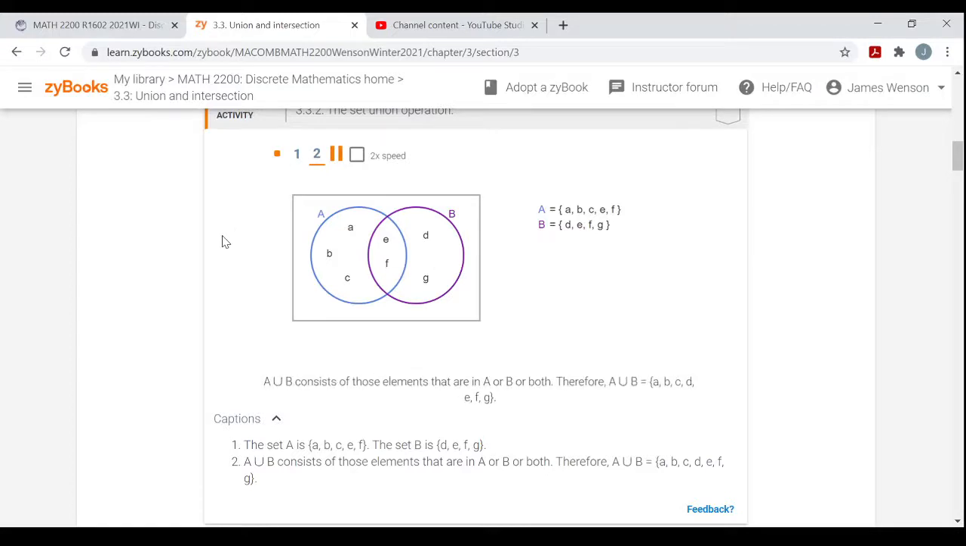And I counted E and F twice, but there's no need to write E and F twice. There's no need to repeat elements. So every element that's in either A or B or both belongs to A union B, and notice it's all colored in. All of set A, all of set B. So again, pretty simple. Like I said, you've probably seen union at least in algebra class or pre-calculus. You've most likely seen the union symbol when writing interval notation.